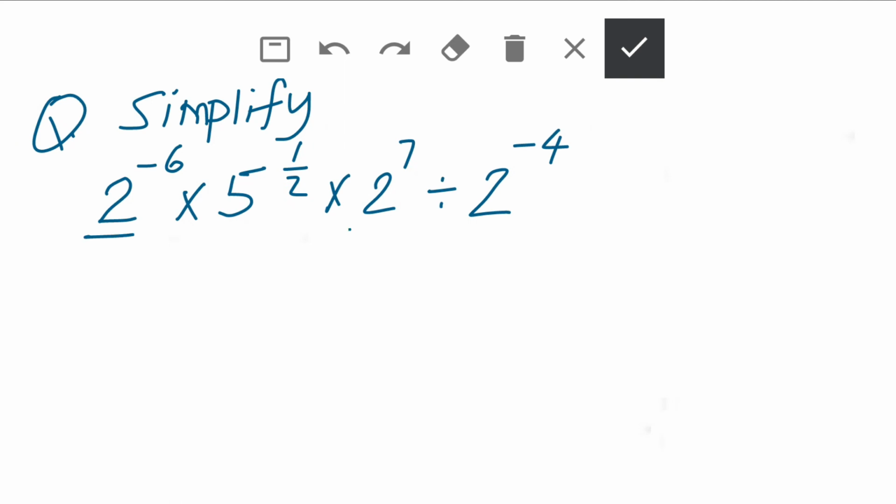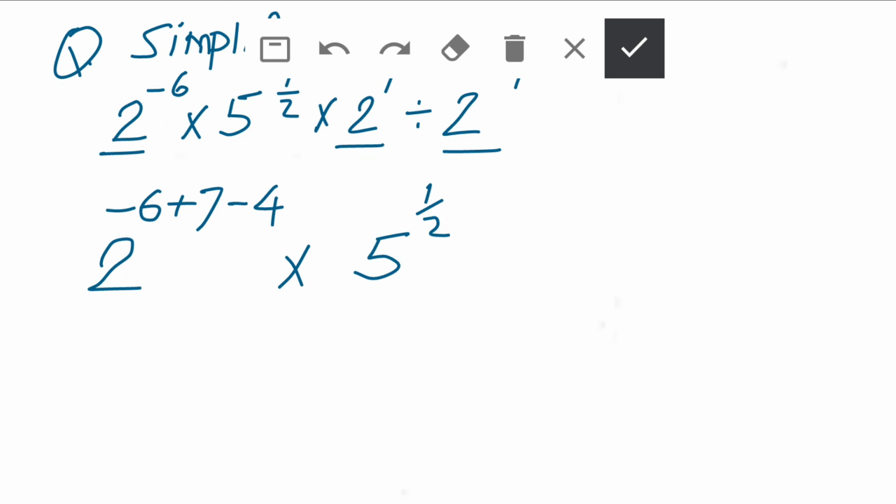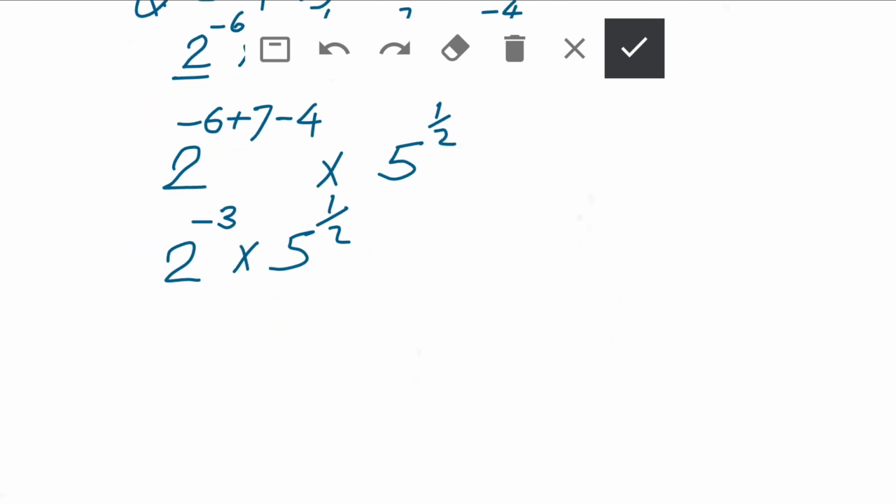So you can see that we have 2 there, 2 there, and 2 there. So we can collect the 2's to be under one base, and then where we have multiplication we add, and where we have division we subtract. So for the first 2, we are talking about minus 6. Then the second one is times 2 to power 7, so we shall add 7. And third, we have divide, so we shall subtract, so minus 4. And then that will be times 5 to power half. So we can actually simplify the power, so minus 6 plus 7, that is 1. 1 minus 4 is minus 3, so we shall end up with 2 to power minus 3 times 5 to power half. This can be simplified further.